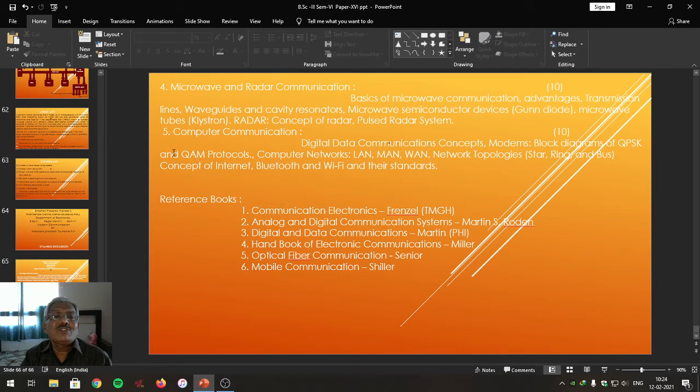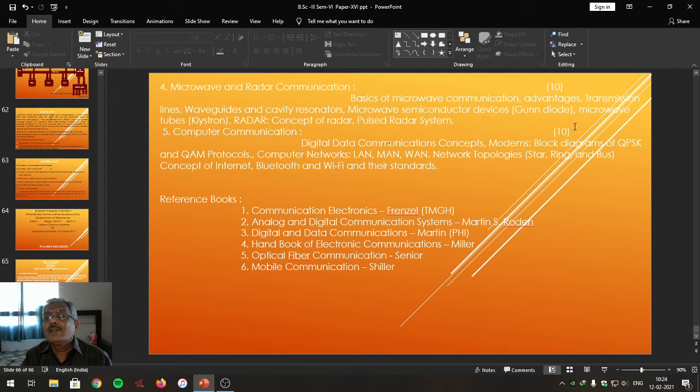At last, we are going to study the meaning of internet, its applications, where it is used. Then we are going to study Bluetooth and also Wi-Fi with some of their standards. These aspects are required to be covered again within 10 periods.